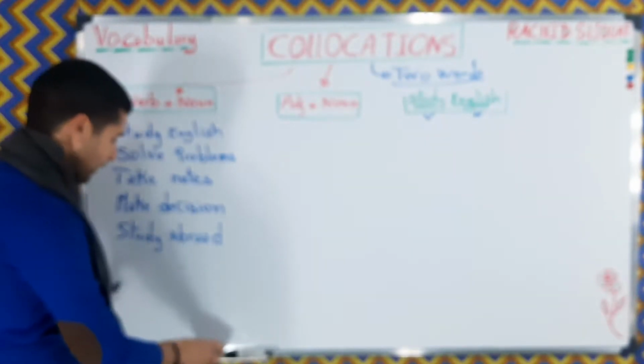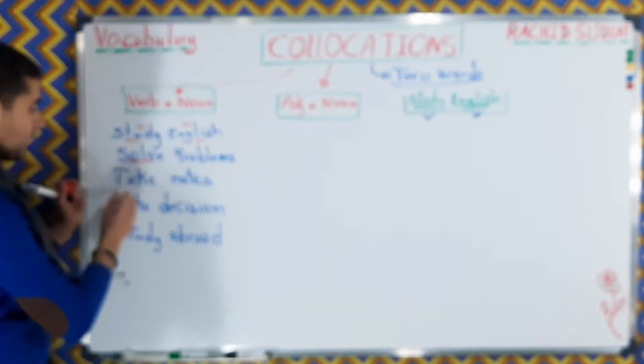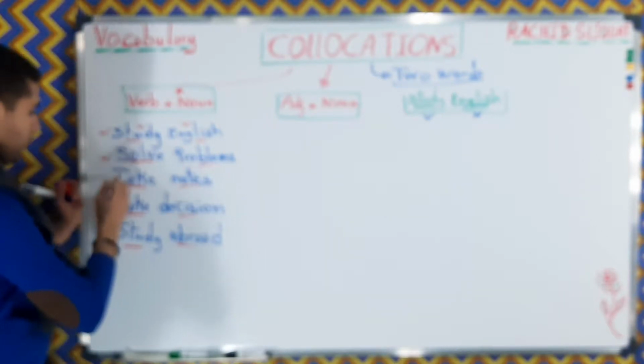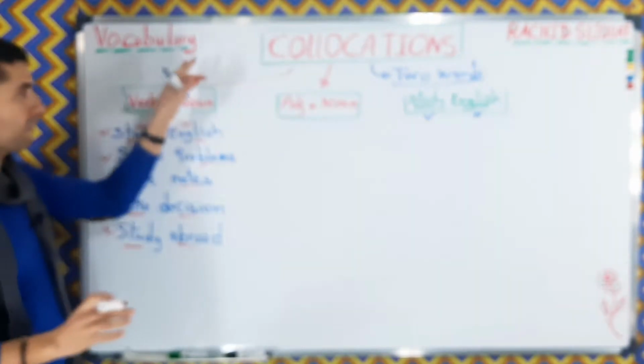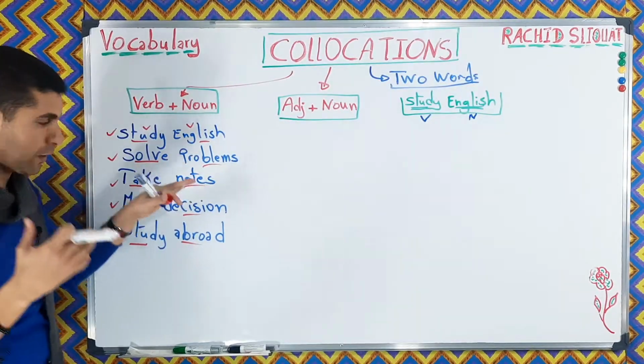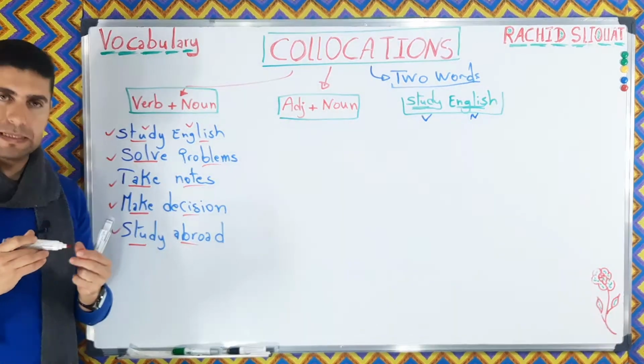So if you just look at this, this is a verb, this is a noun, this is a verb again, verb, verb, verb, and these are all nouns, okay, all nouns. So this is the first type of collocations. You can think about other kinds of collocations with verb plus noun, and you complete the list, okay?